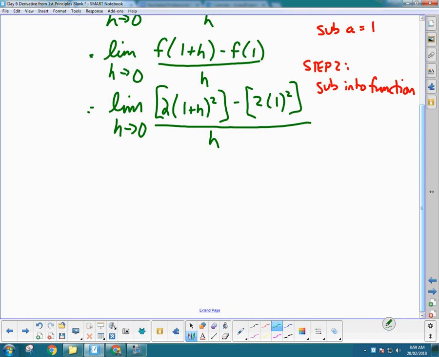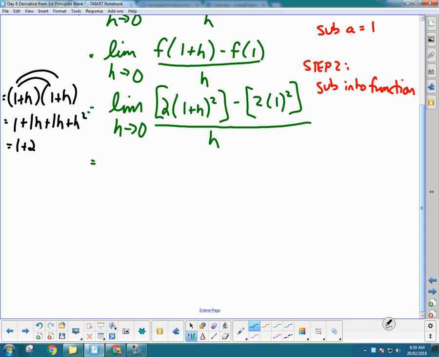All right, now I'm going to plug it in. So remember, I'm going to square 1 plus h, so I'm just going to, off to the side, remind myself what the 1 plus h is. You might be able to do this in your head, but I don't want to make any mistakes, so I'm going to do it over here. Rainbow it properly, and I get 1 plus 2h plus h squared.